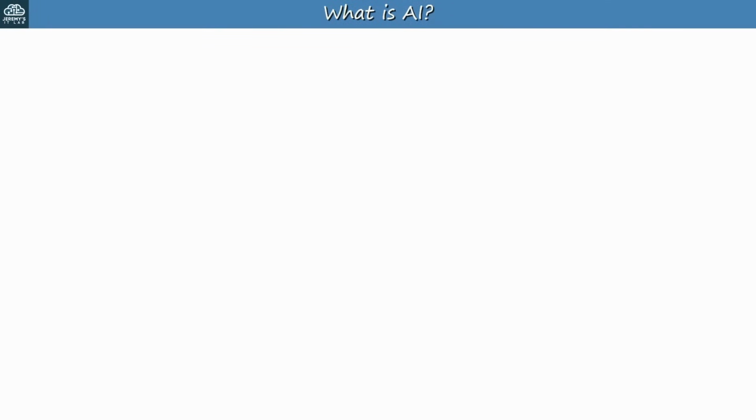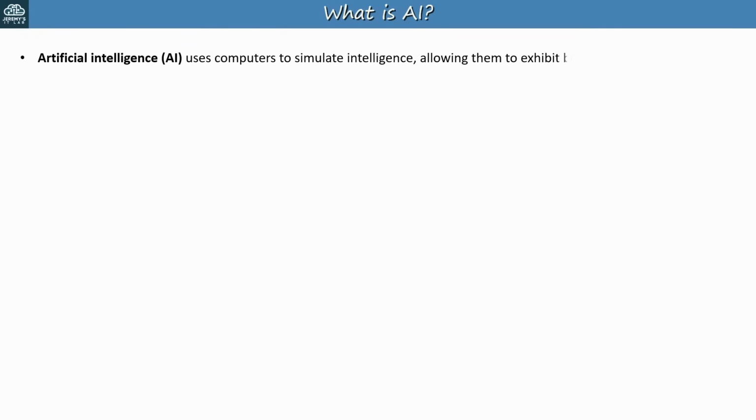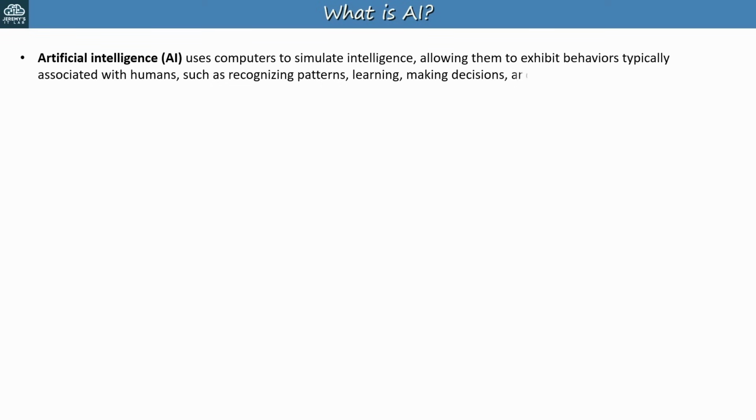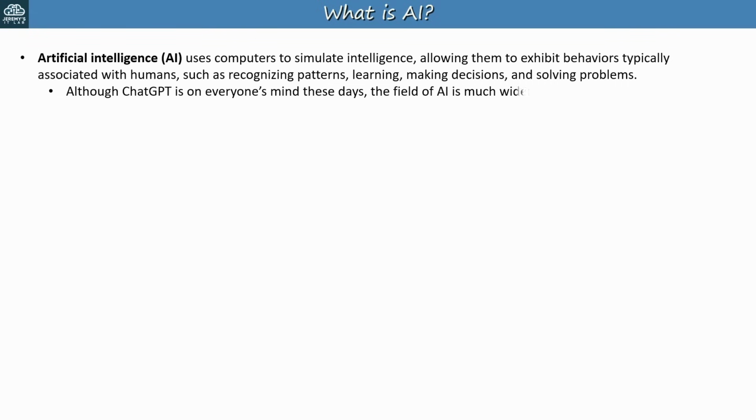Now let's move on to define AI and machine learning. So what is AI? Artificial intelligence, usually called AI, uses computers to simulate intelligence, allowing them to exhibit behaviors typically associated with humans, such as recognizing patterns, learning, making decisions, and solving problems. These days, AI models like ChatGPT are on everyone's mind, but the field of AI is much wider and older. Let's look at just a few examples of AIs, many of which you're probably familiar with.